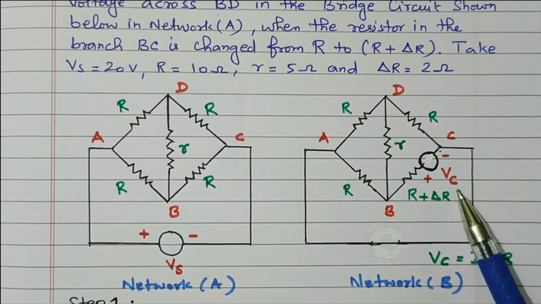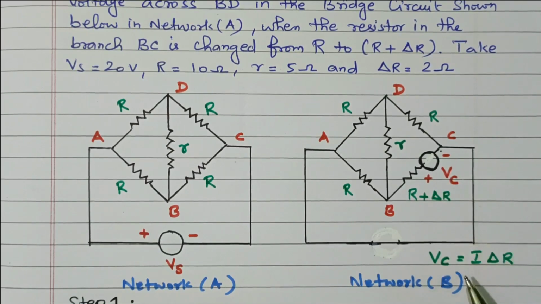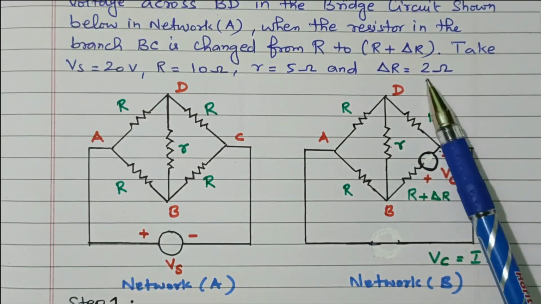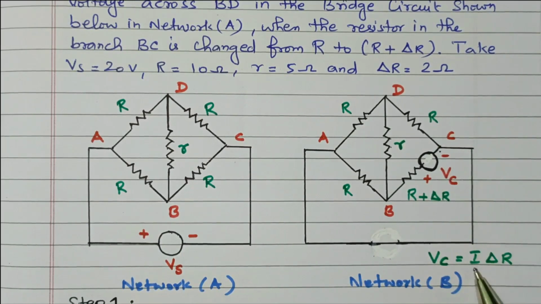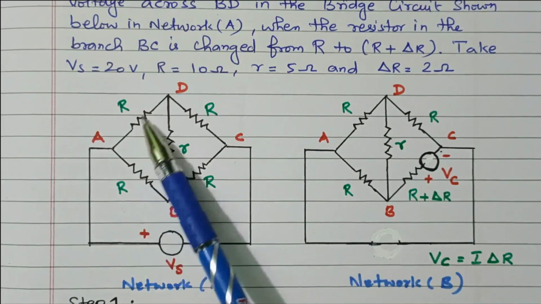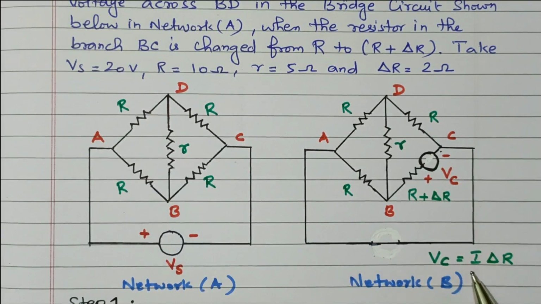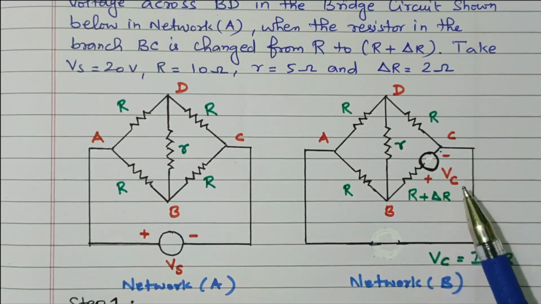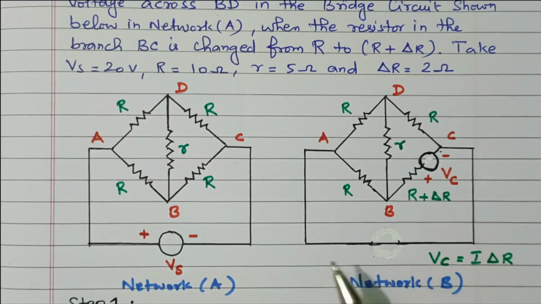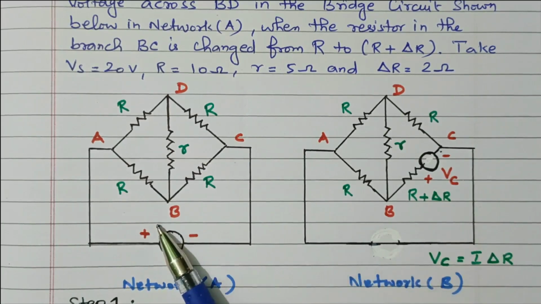So now we need to identify the Vc value. Vc is I into dr, where dr is the change in resistor, which is 2 ohm, and I is the original current, the current flowing in network A. From the current and the change in resistor, we can identify the compensation voltage. So this network A is the original one.